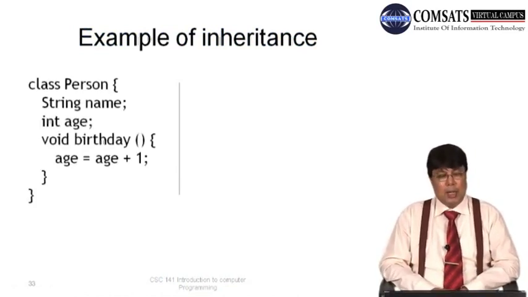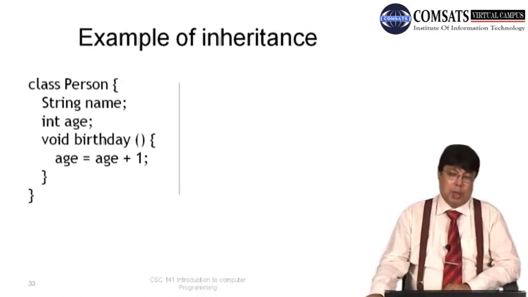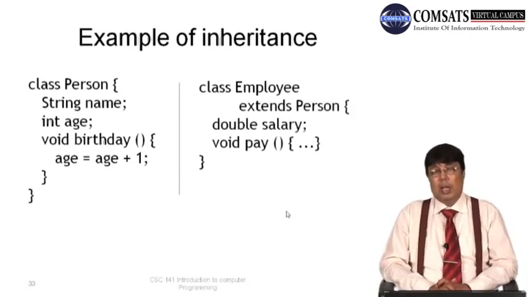suppose a person we defined as a class Person that has a name, that has an age, and then you can define a method which is birthday. So every time the person has his birthday, we add 1. Now if this person is an employee, so Employee extends Person, it means whatever characteristics a person has, those characteristics are there with that particular employee, and then the additional characteristic, and that is the salary that the employee can get, where the person does not get a salary, whereas the employee gets a salary. And then Employee has got an additional method which is called pay.